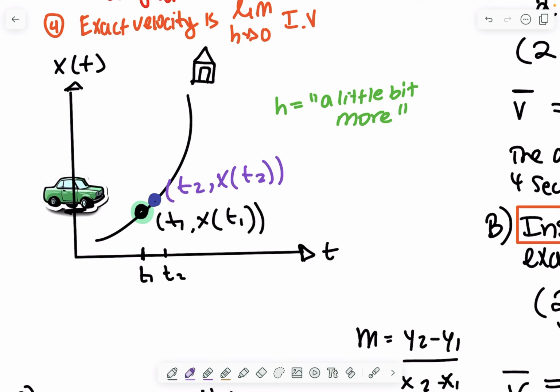But another way to define time 2 is time 1 plus a little bit more. This distance, this change in time, we call that h, that difference between the points, because that's what this purple point is. It is literally this time plus a little bit more. So another way to rewrite this point is that this is time 2, but time 2 can be defined as time 1 plus a little bit more, and then the position at time 1 plus a little bit more.